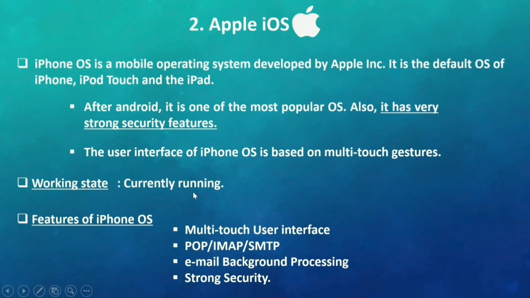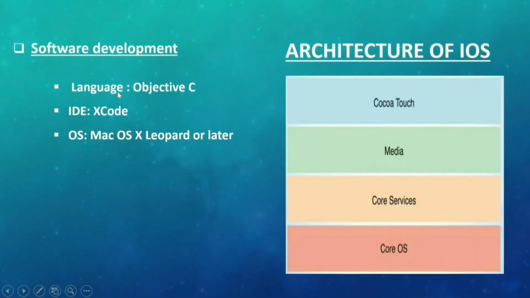Working state: it is currently running. Features of the iPhone OS: multi-touch user interface, POP or IMAP or SMTP email, background processing, and strong security features. Then the software development language used here is Objective-C. The IDE used is Xcode. The OS is Mac OS X Leopard or later. Architecture of iOS: it has Cocoa Touch, Media, Core Services, and Core OS.